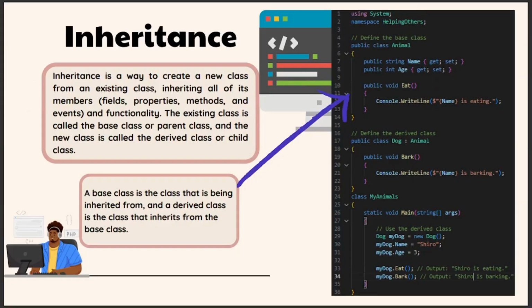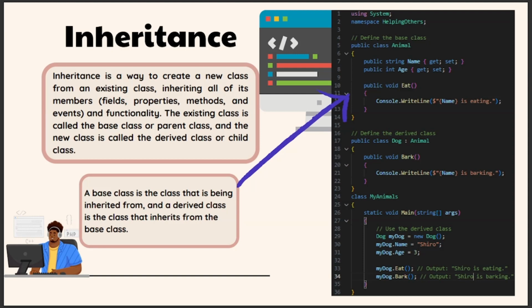So what is inheritance? As I said before, it is a way to create a new class from an existing class. That means there is a parent class, from which a child class is created that inherits all of its properties, fields and methods. In this given code, you can see there is an animal class which is the base class and it contains a method which is eat. Now you can see that there is another class, dog, and it is inheriting from the animal class using the colon. This is the syntax for writing an inherited class.